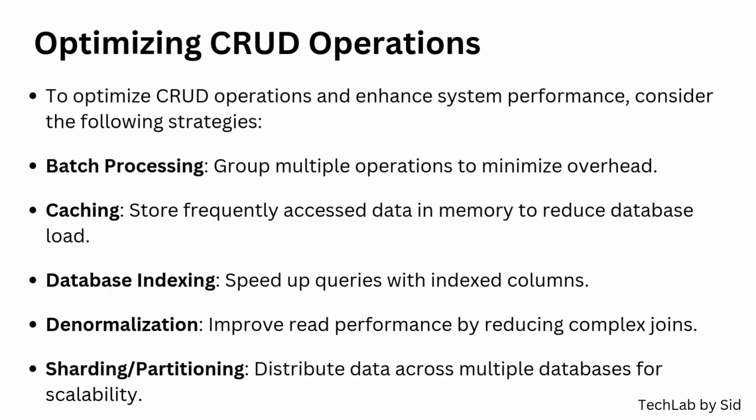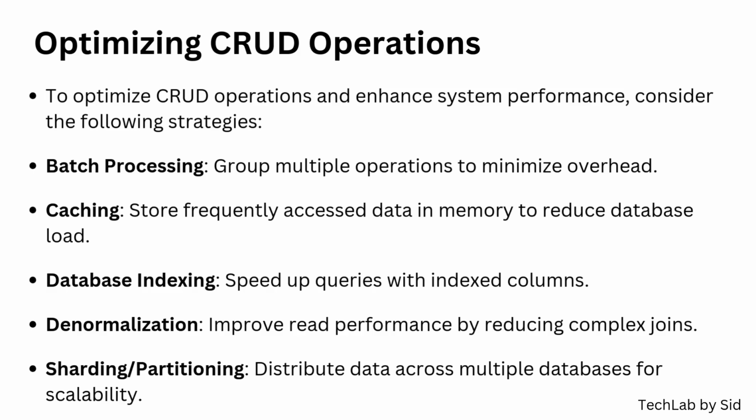To optimize CRUD operations and enhance system performance, several strategies can be employed. Batch processing allows you to group multiple operations together, reducing overhead by minimizing the number of database interactions. Caching stores frequently accessed data in memory, helping to reduce the load on the database and speed up access times for commonly requested information.